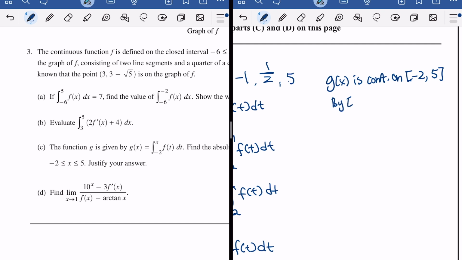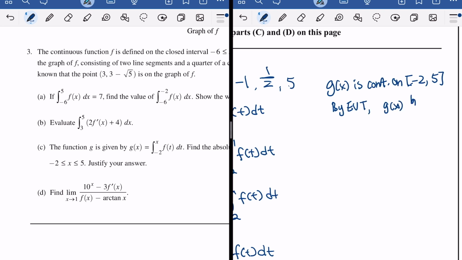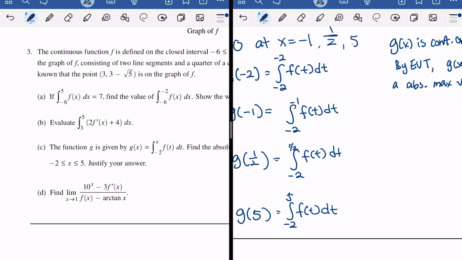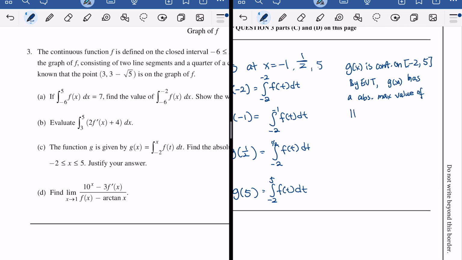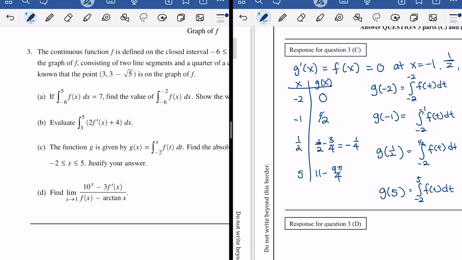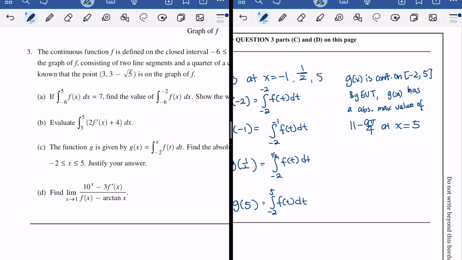Therefore, by the extreme value theorem, g of x has an absolute maximum value of, another reason I want you to compute this is you can write much shorter answers, 11 minus 9 pi over 4. Again, to be safe, you can tell the AP grader where it is. It is at x equal to 5, the endpoint.